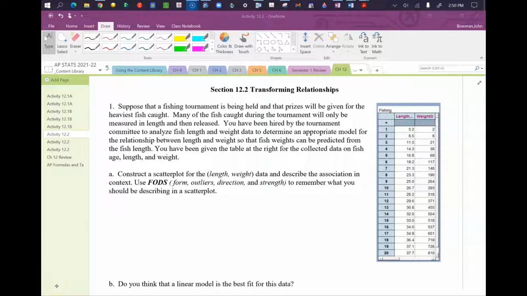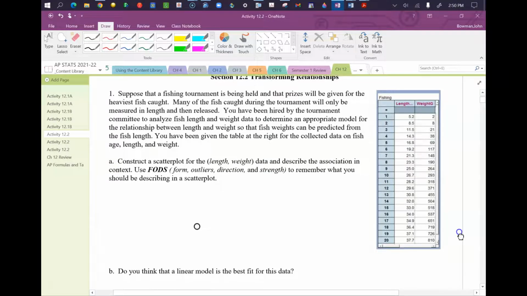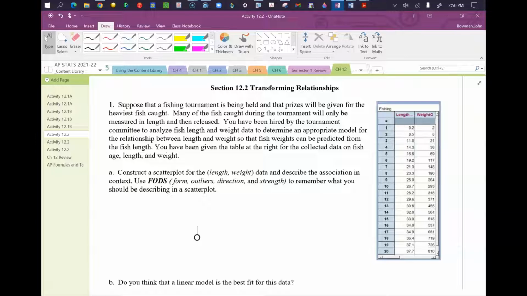Hi everyone, this is Mr. Bowman, and in this last video for Chapter 12, we are going to talk about finding lines of best fit for nonlinear data. I know that sounds like an oxymoron, but what we're going to do first is figure out various ways to linearize the data and then use that to come up with a least squares regression line in terms of the linearized variables.